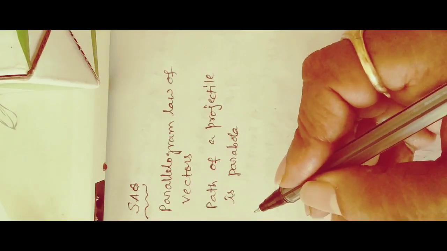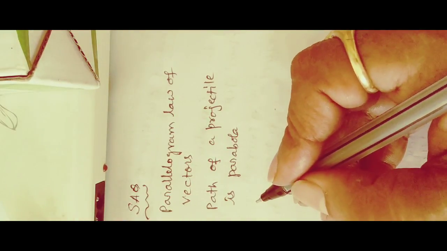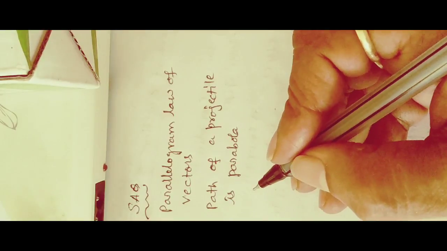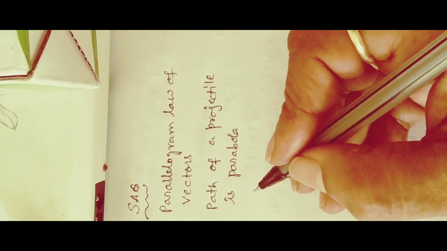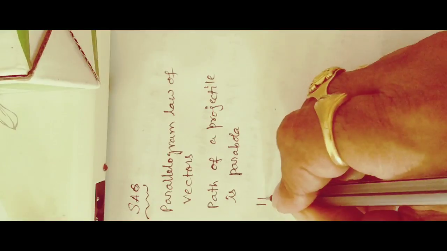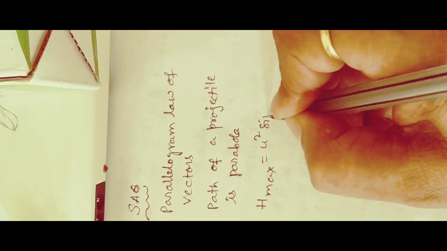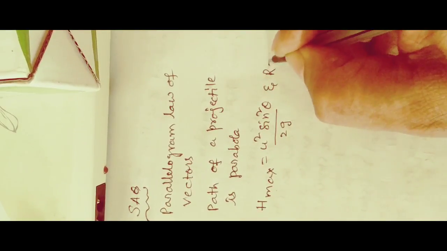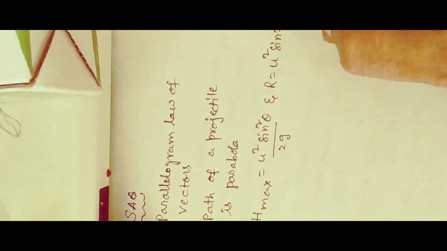Next, third one. Show that maximum height and range of a projectile are u square sin square theta by 2g and u square sin 2 theta by g respectively, where the terms have their regular meaning. So we have to derive expressions for H maximum is equal to u square sin square theta by 2g and range R is equal to u square sin 2 theta by g.